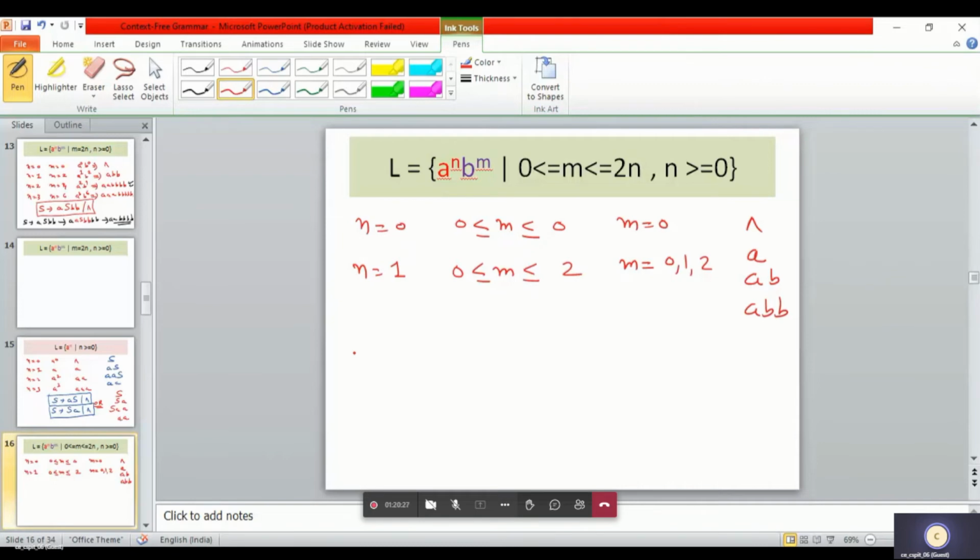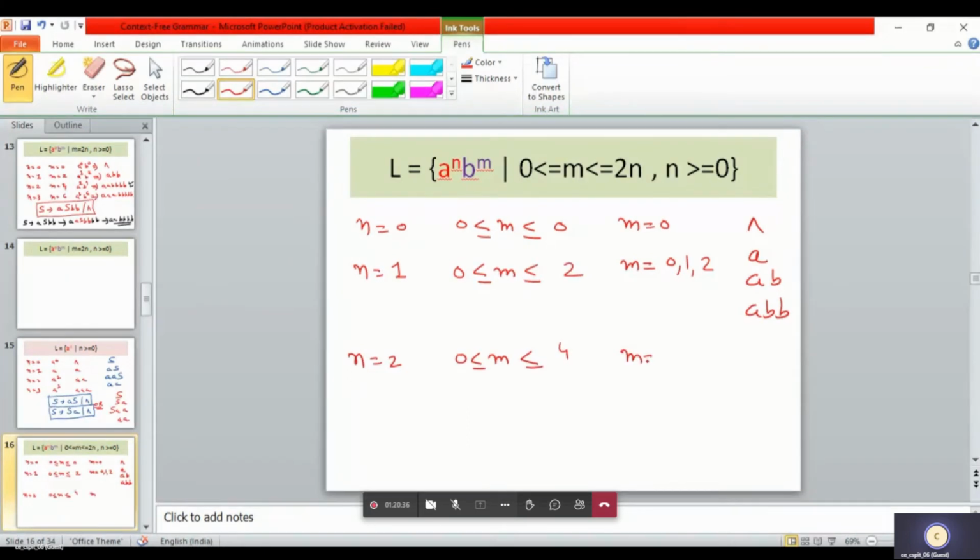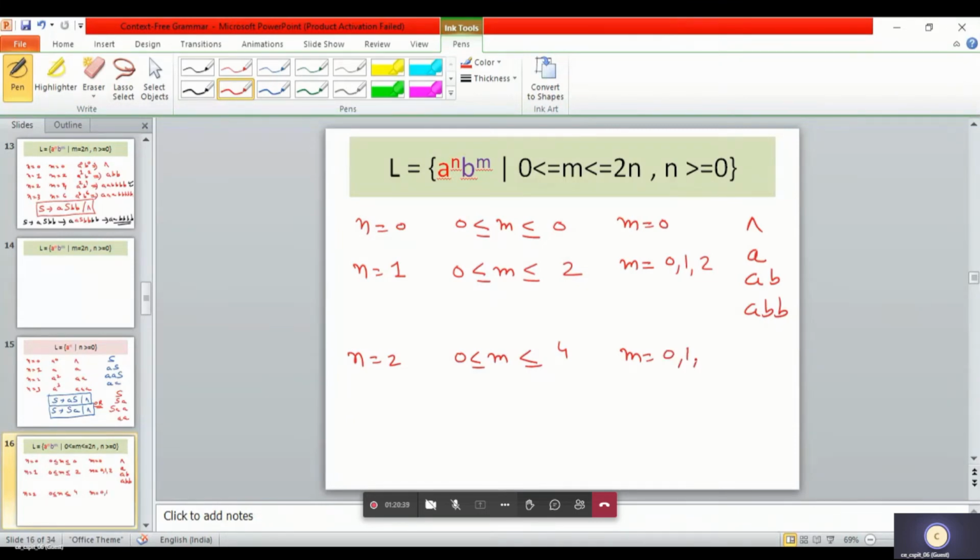Similarly, when I take n equal to 2, we have 0 less than or equal to m less than or equal to 4. So m can be 0, 1, 2, 3, 4. So this will give us AA because n is 2. It is compulsory. Then we have AAB, AABB, AA triple B, and AA 4 times B.